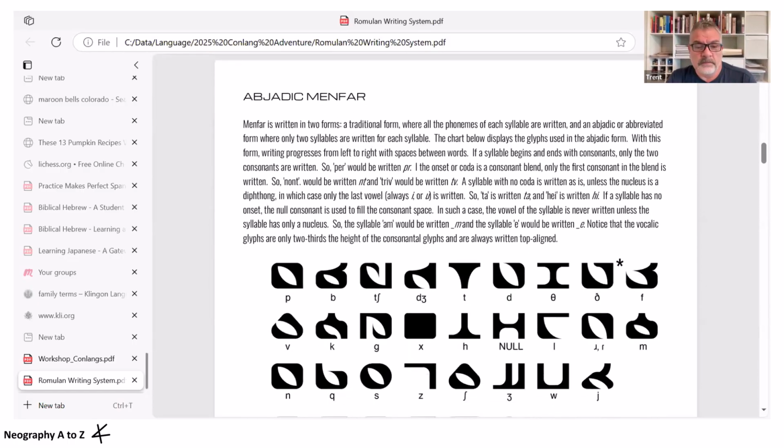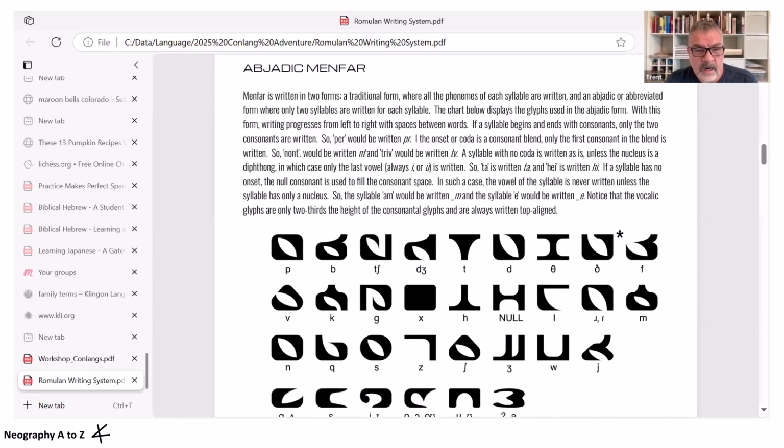Menfar is the native word that means Romulan, and it can be used as both a noun and an adjective. There are two forms of writing. One form is abjatic, and it's not a pure abjad, but the purpose of this writing is to be practical. So the way it basically works is that every syllable has to be written with only two glyphs.